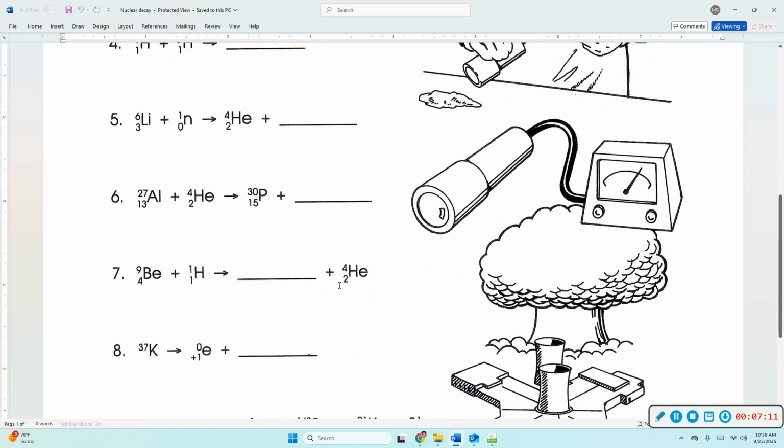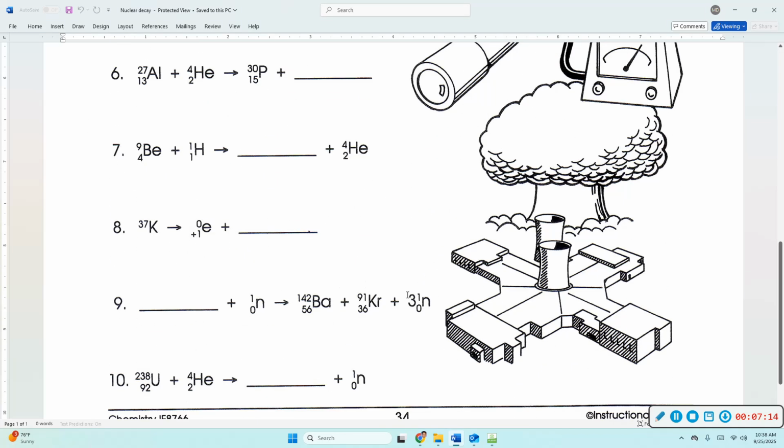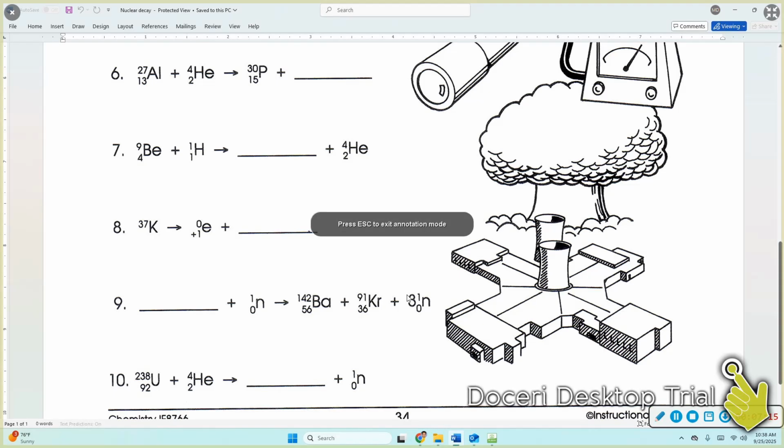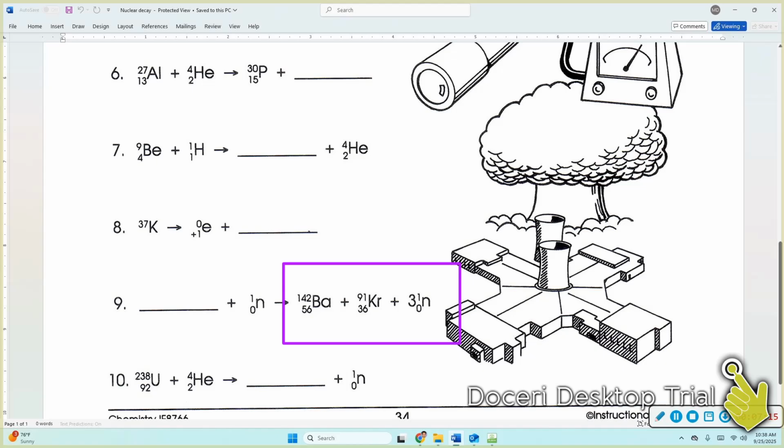Let me go down here and cover that. If you have 3 things, let's look at number 9. It looks the most complicated. You need to add up all the top numbers: 142 plus 91 plus 1. Oh, there's 3 of those. This one is tricky. There's 3 of them and 0 right there, so you multiply by 3. So you add up these numbers: 142 plus 91 plus 3. That gives me 236 on top over here.